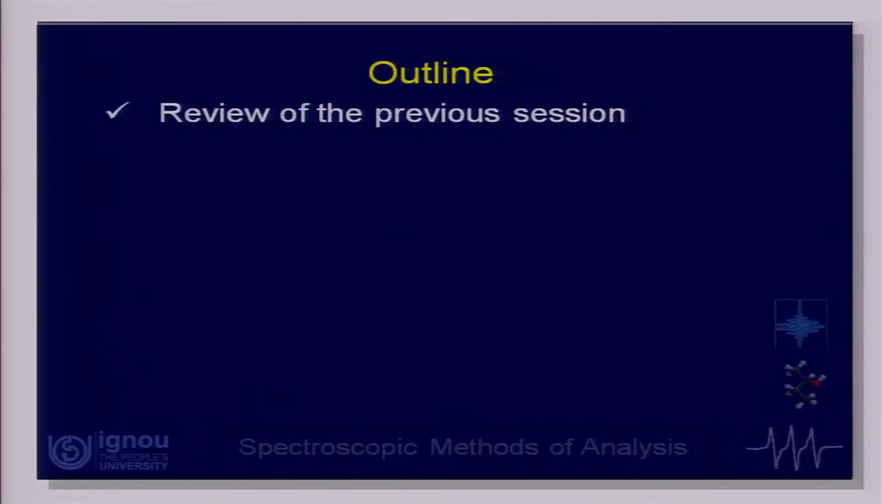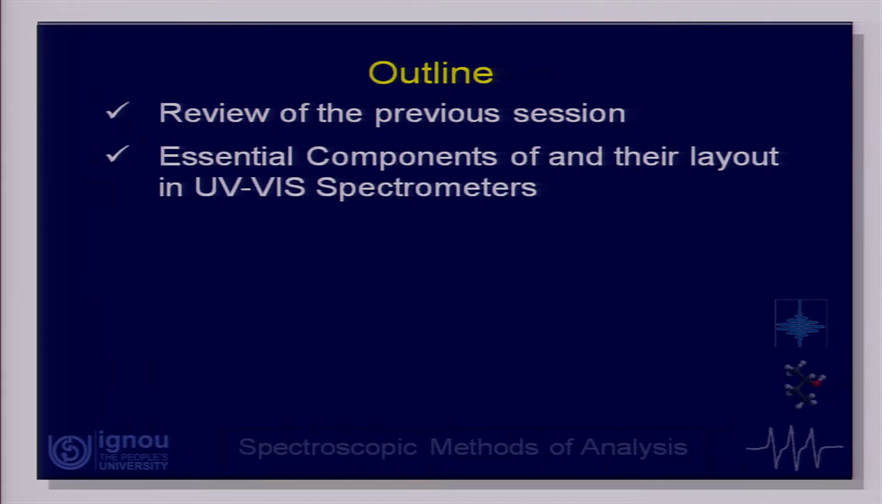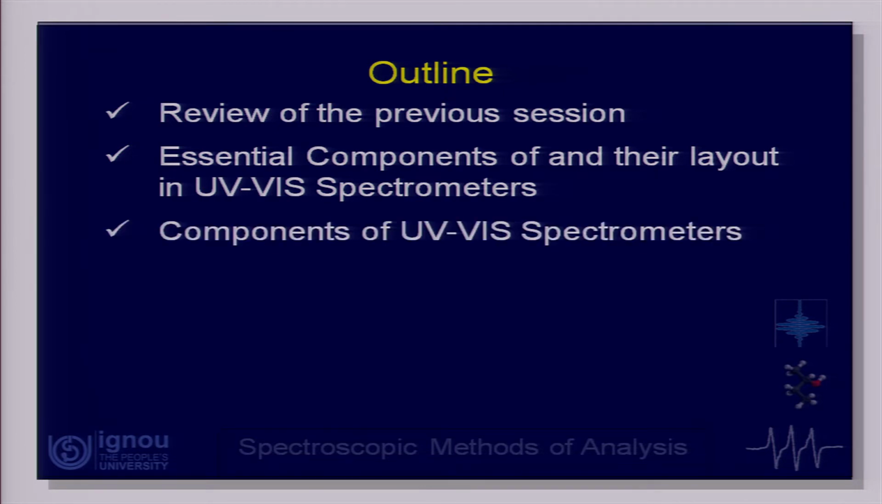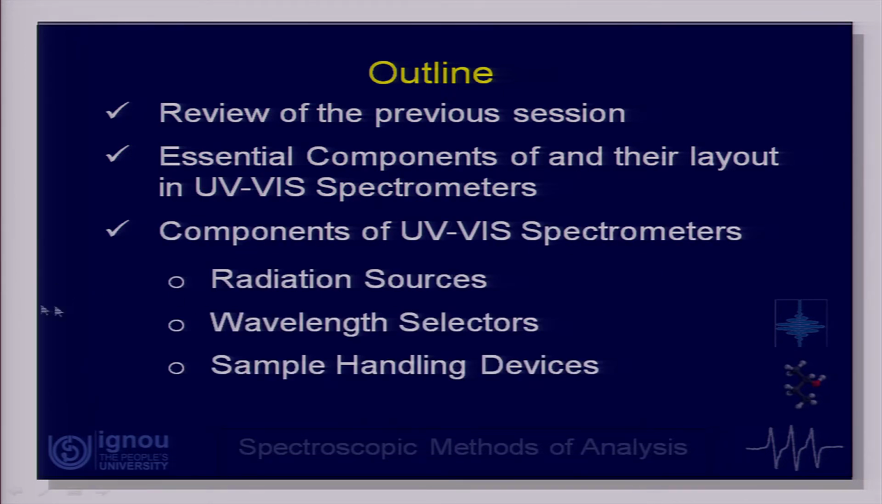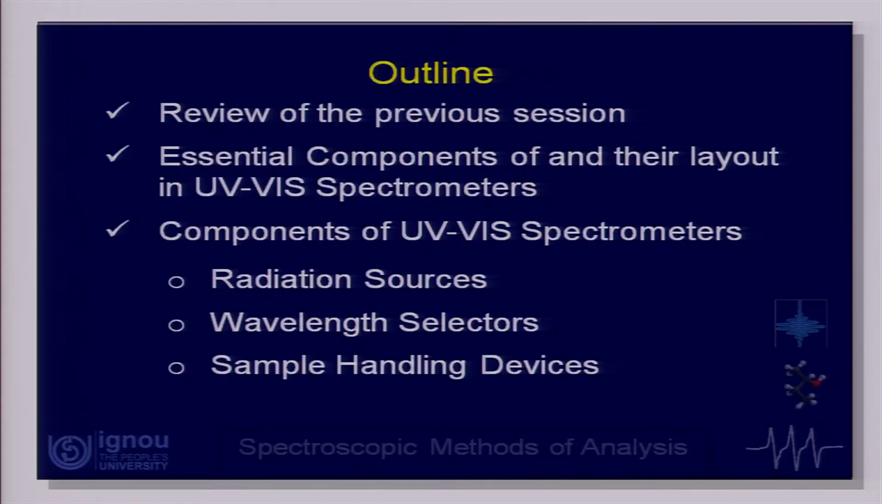The session is planned as follows. To begin with, we will briefly review what we did in the previous session. Thereafter, we will list the essential components of a UV visible spectrometer and their layout. Then we will take up three components in detail: the radiation sources, wavelength selectors and sample handling devices. We will talk about the purpose of these components, how they work, and what kind of components are used in a given kind of spectrometer. And towards the end, we will sum up what we do in today's session.